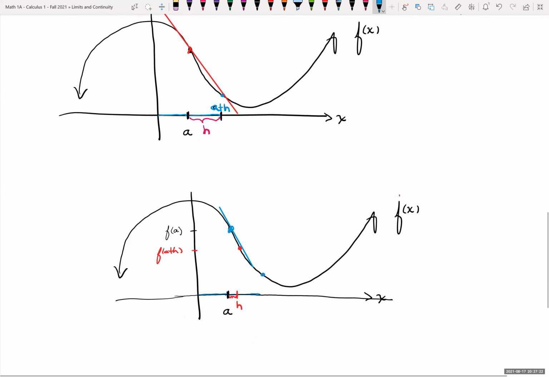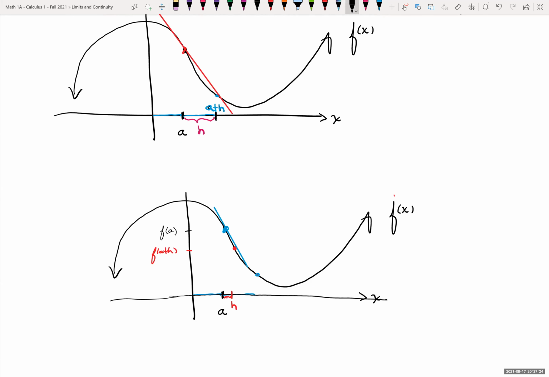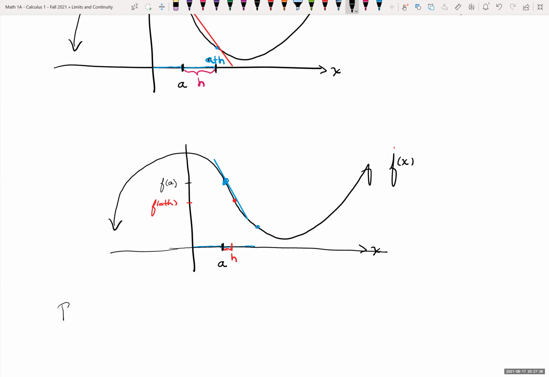So notice we have 2 points here. We have the point when x was a, so I'm going to put that there. My y value is f of a. And I have this other point in here. I'm adding some small value to my x equals a. So a plus h, my y value is f of a plus h.